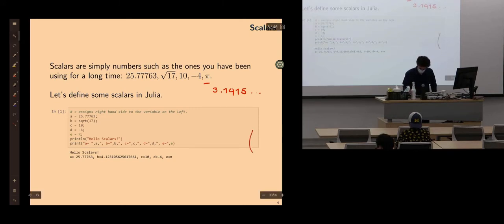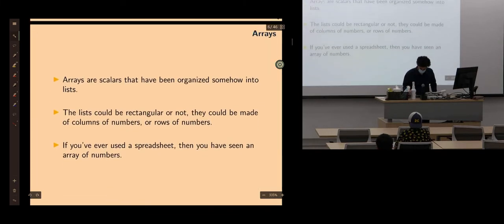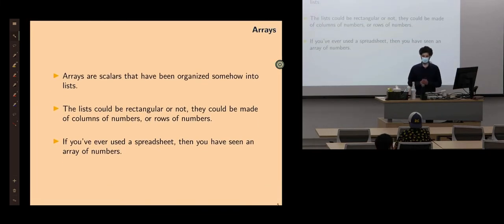We are interested more in arrays. Arrays are basically a group of scalars organized somehow into a list. So a list of scalars can form an array of numbers. Now, array, you can have an array of objects, of course. You can have car, airplane, coffee mug. But we're talking about numbers here. So arrays are just a list of scalars.